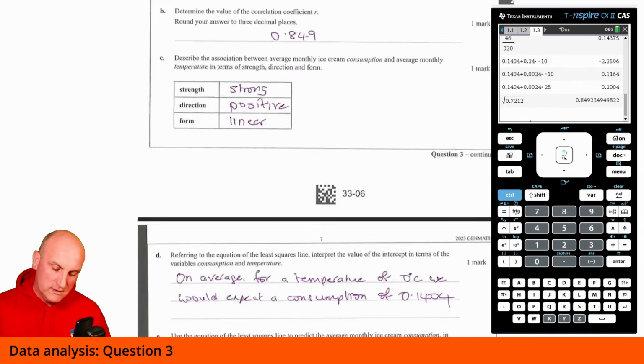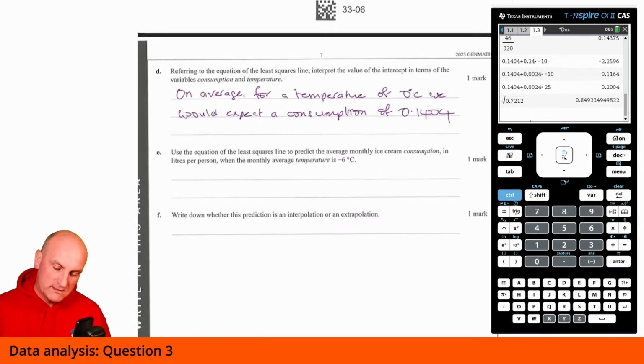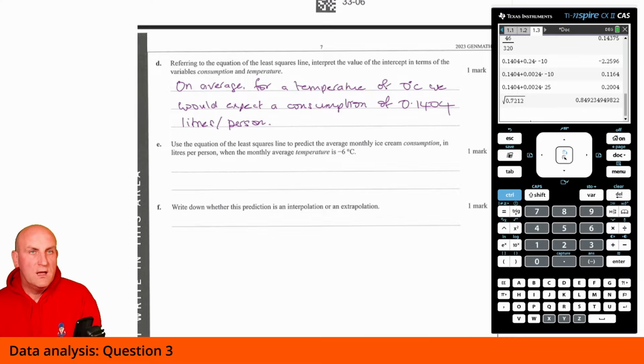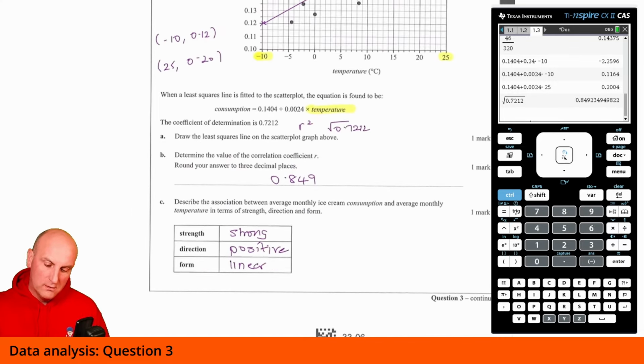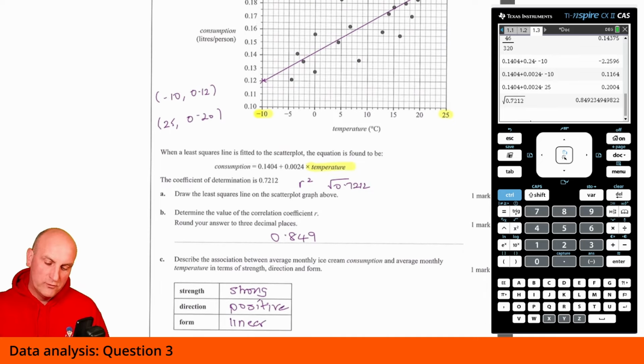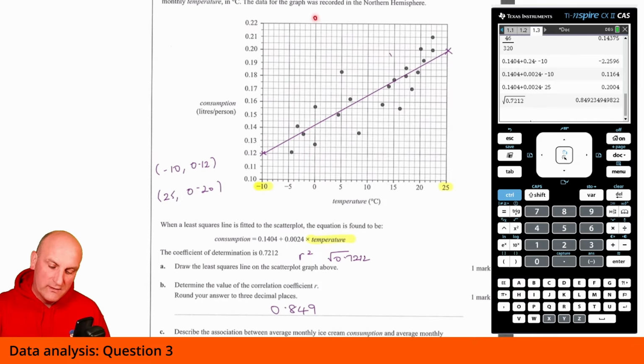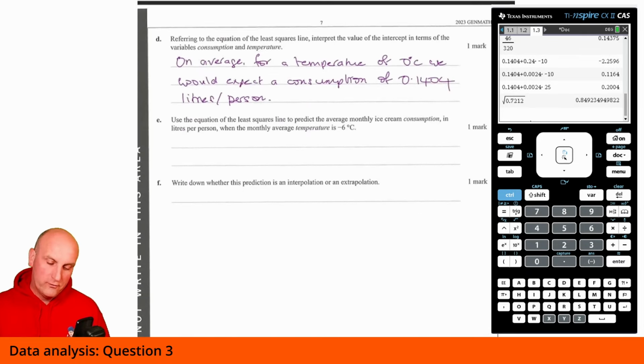0.1404. What was the units? Please put the units in. Liters per person. Liters per person. All right. So on average, comma, for a temperature of 0 degrees, we would expect a consumption of 0.1404 liters per person. And we could sort of check that, because again, remember, the intercept of a graph is where it crosses at 0, and they try and trick you with this type of thing over and over and over again.